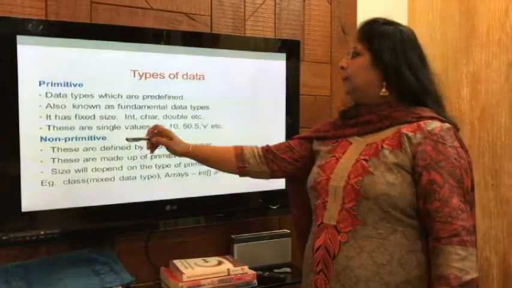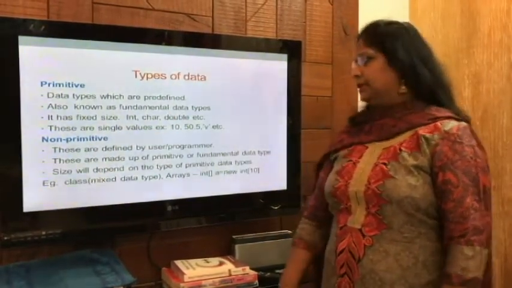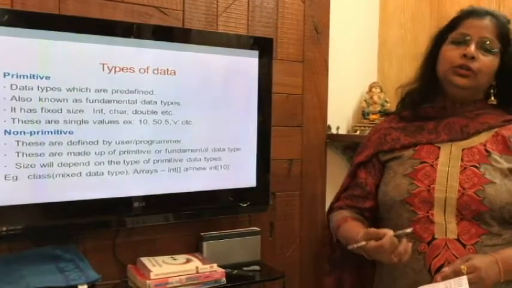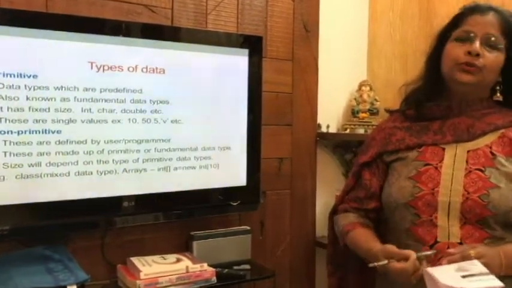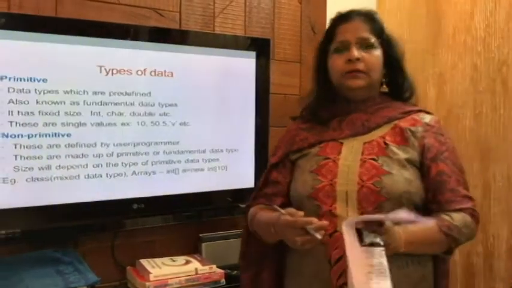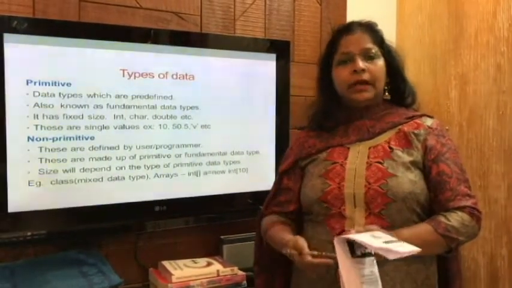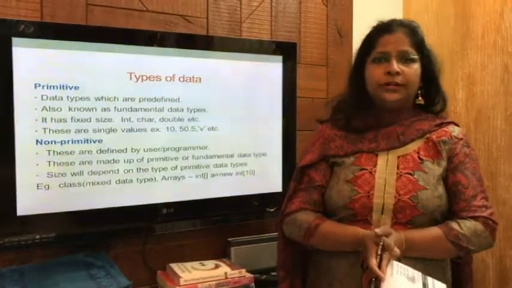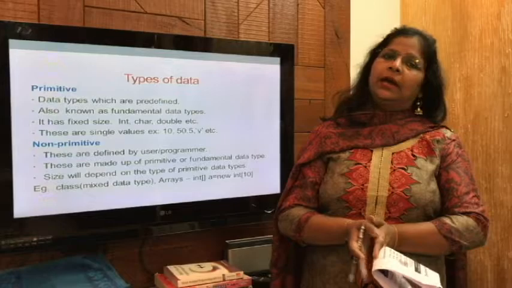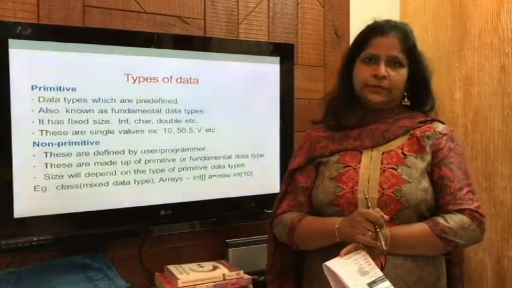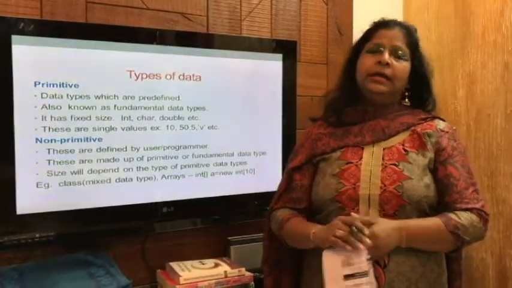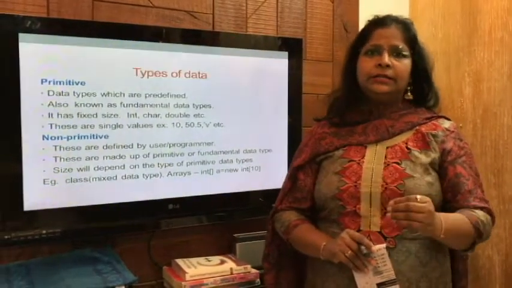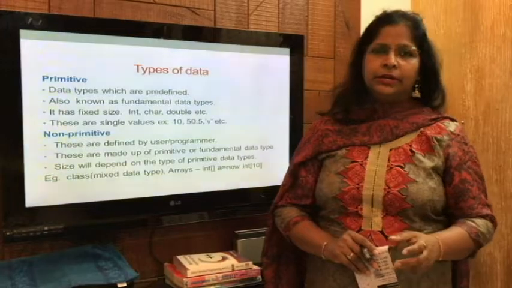Then the second type of data is non-primitive data types. Non-primitive data types are generally defined by the user, the person who is going to code the program. But these data types are derived from the primitive data types. We may have a combination of primitive data types in it. We may have a collection of single data types in it. For example, class. In a class, we can define many types of data. We can define an int data, we can have a char data, we can have a string data.